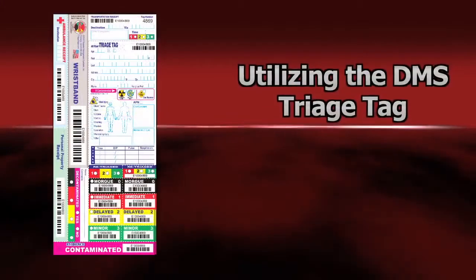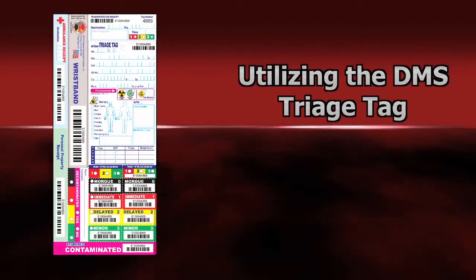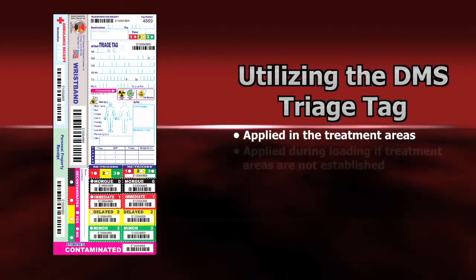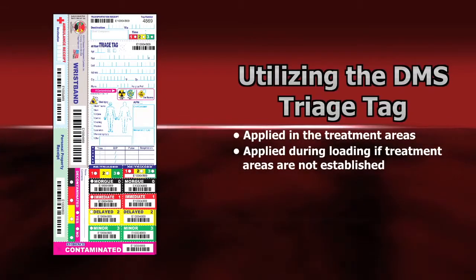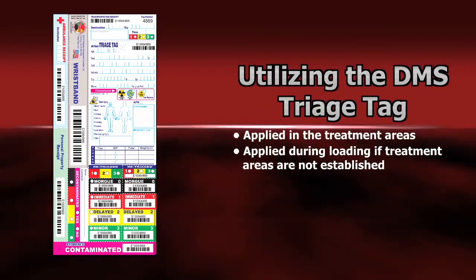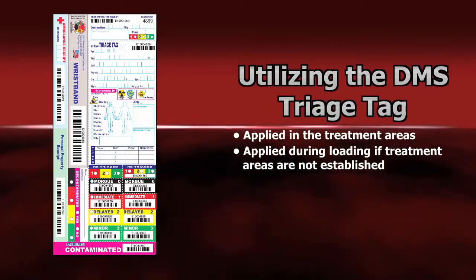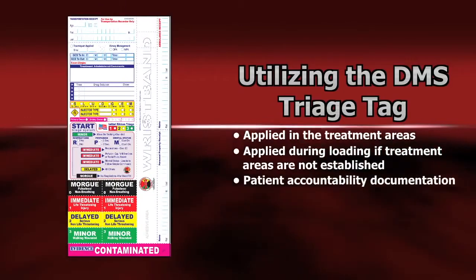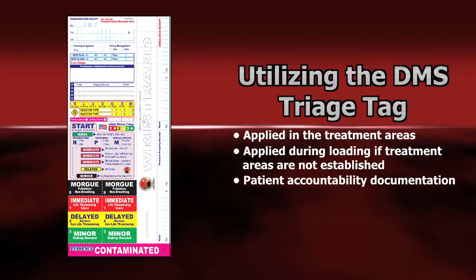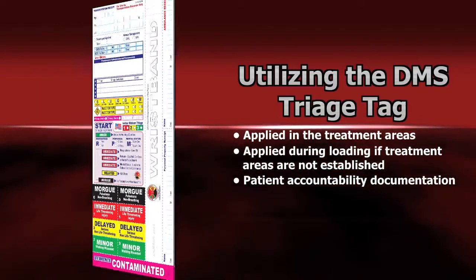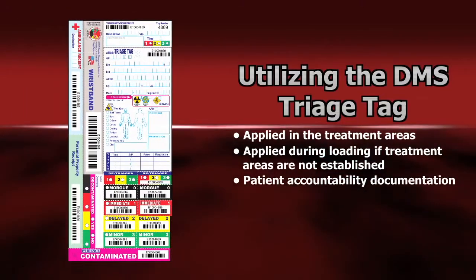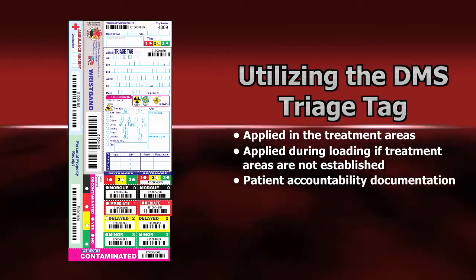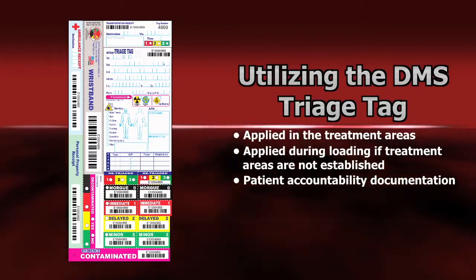And post-incident documentation. Triage tags are applied to patients as they enter the treatment area after quick secondary triage to confirm or change their acuity category. If treatment areas were not established, the triage tag is applied to the patient just prior to transport. Properly utilized, the DMS triage tag provides patient accountability and tracking through the treatment and transport process. Accountability documentation is an important component of proper MCI/MPI management and post-incident reporting.